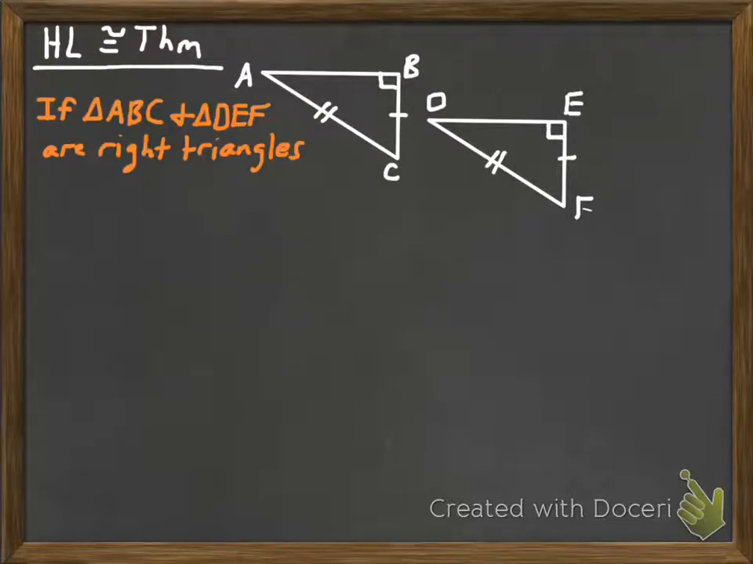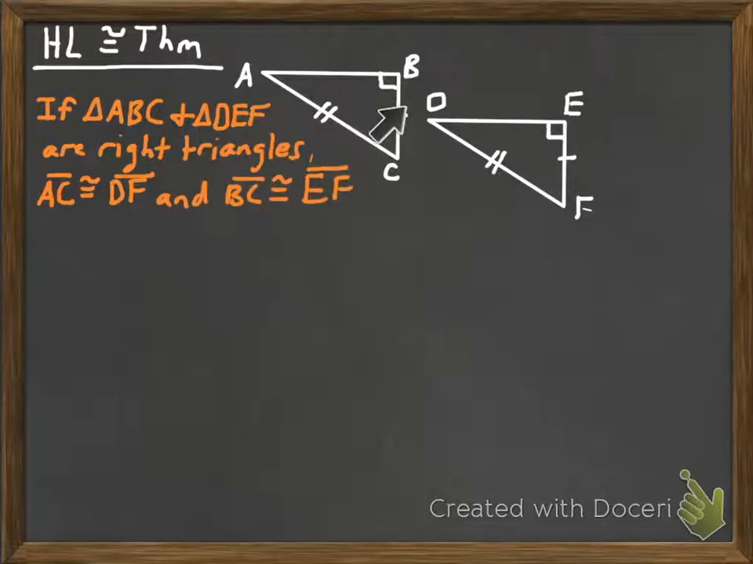Now, the HL theorem is going to say this: if triangle ABC and triangle DEF are right triangles, segment AC is congruent to segment DF, or in other words, the hypotenuses of the right triangles are congruent, and one pair of legs, in this instance segment BC and segment EF, are congruent, then the two triangles are congruent to one another by the HL congruence theorem.